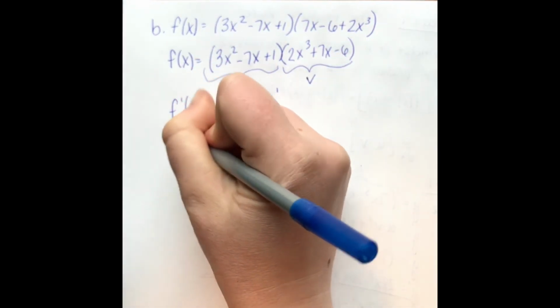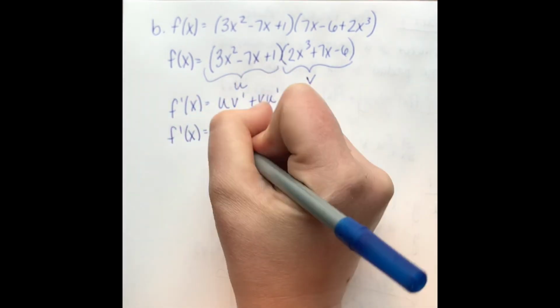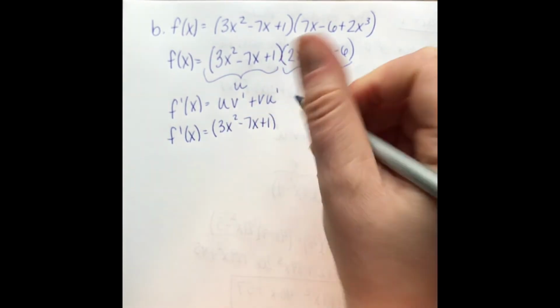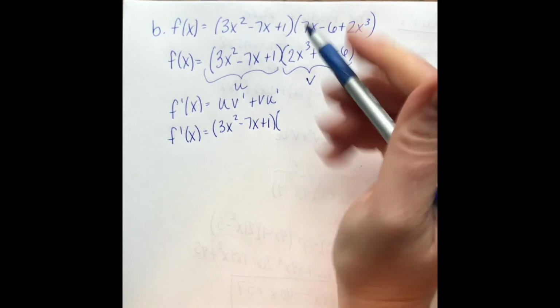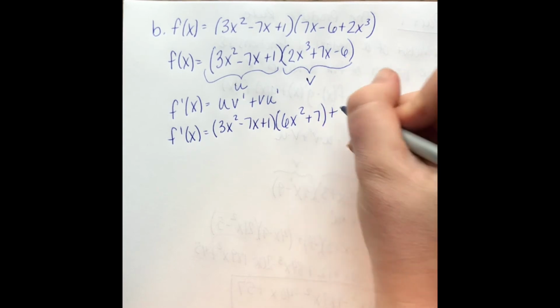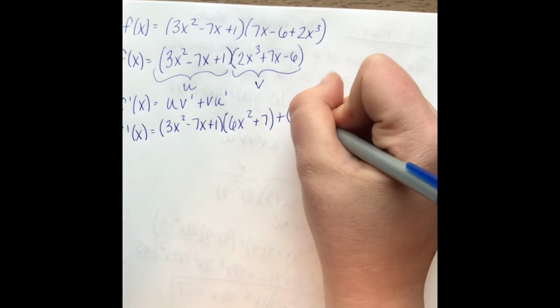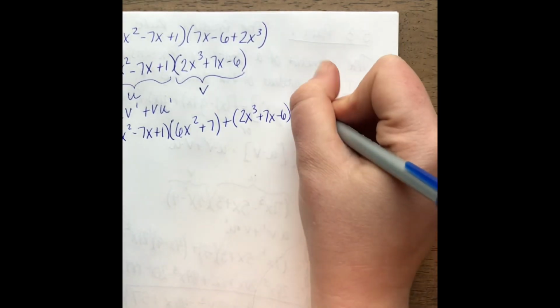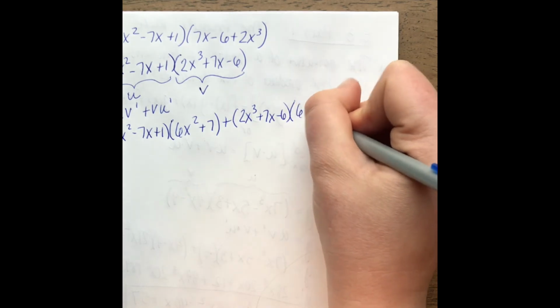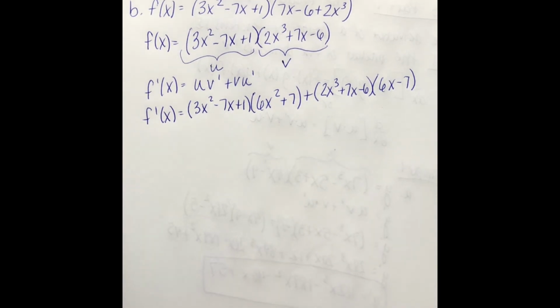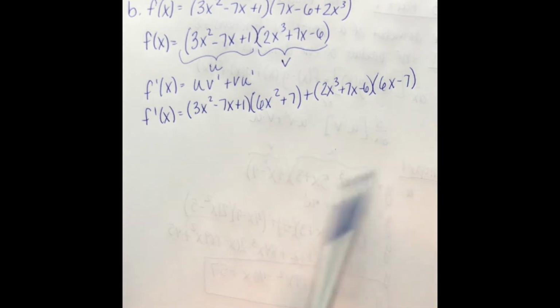So let's go ahead and now actually do it. The first is going to stay the same, 3x squared minus 7x plus 1 times the derivative of the second. Going to kick that 3 out in front, so 6x squared plus 7 plus the second term, 2x cubed plus 7x minus 6 times the derivative of the first, 6x minus 7. Again, it's kind of long. There's a lot of work going on, but again, we're following the same pattern, uv prime plus vu prime.